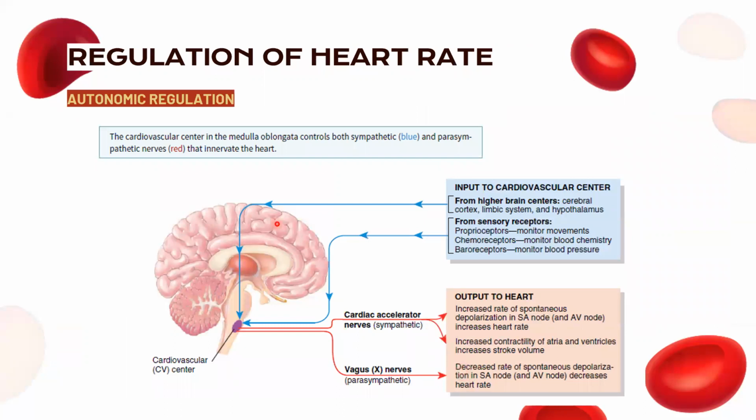The heart is regulated in an autonomic regulation pattern. The cardiovascular center in the medulla oblongata, this one, okay, controls both sympathetic and parasympathetic nerves that innervate the heart, the nerves that control the heart. Okay, this is the brainstem of the central nervous system. This is the cerebellum. This is the cerebrum.